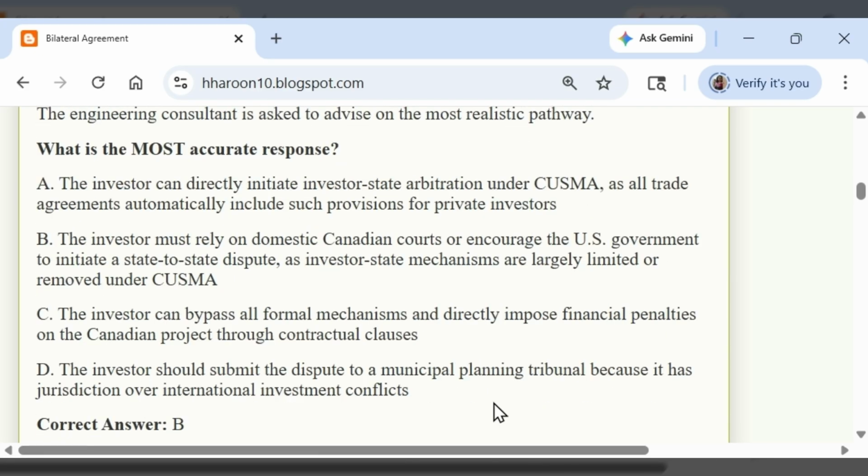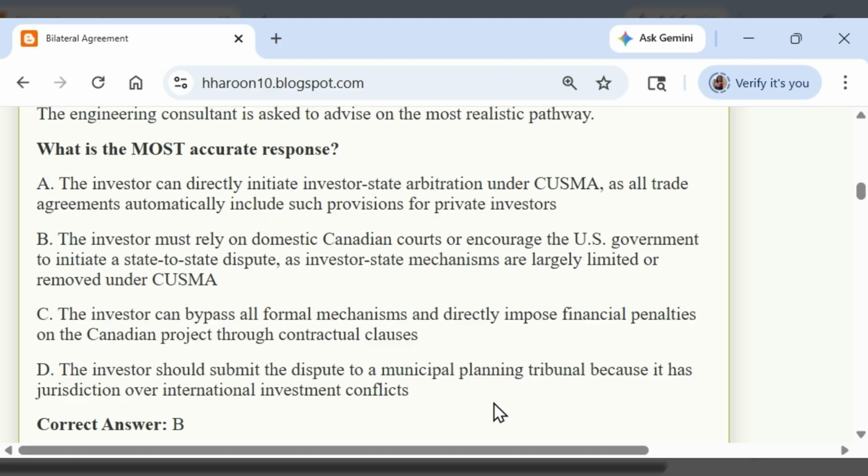What is the most accurate response? A. The investor can directly initiate investor-state arbitration under CUSMA, as all trade agreements automatically include such provisions for private investors. B. The investor must rely on domestic Canadian courts or encourage the U.S. government to initiate a state-to-state dispute, as investor-state mechanisms are largely limited or removed under CUSMA.